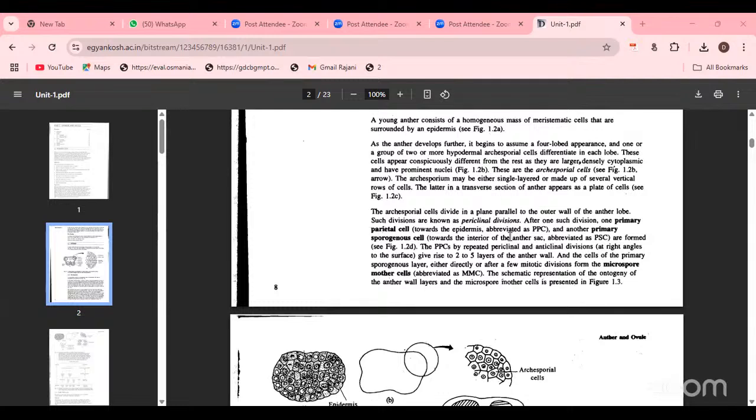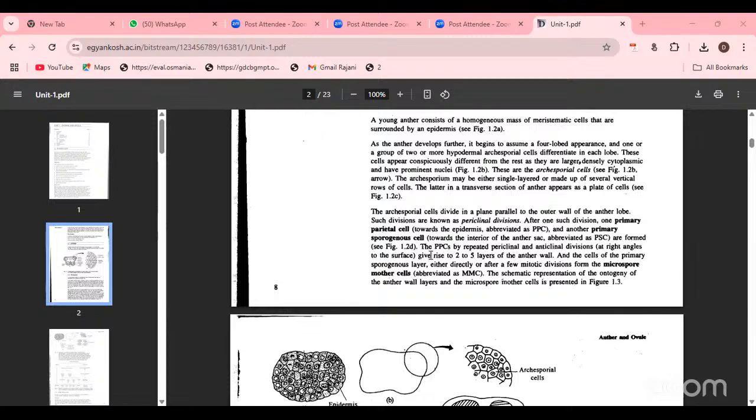Primary pericytial cells, primary sporogenous cells. This is called the PPC, PSC. The primary pericytial cells are formed by repeated periclinical and anticlinical divisions. Periclinical divisions are there, and anticlinical divisions are there at right angle to the surface. After divisions, they give rise to the 2 to 5 layers of the anther wall.